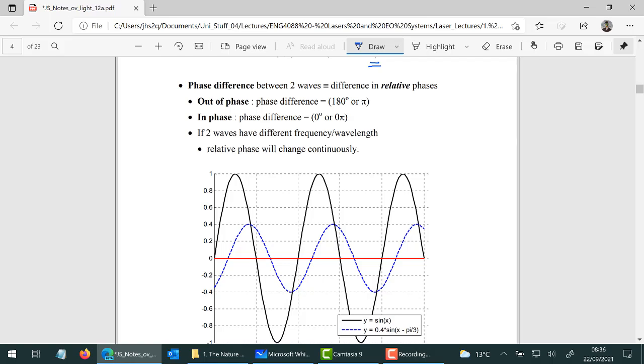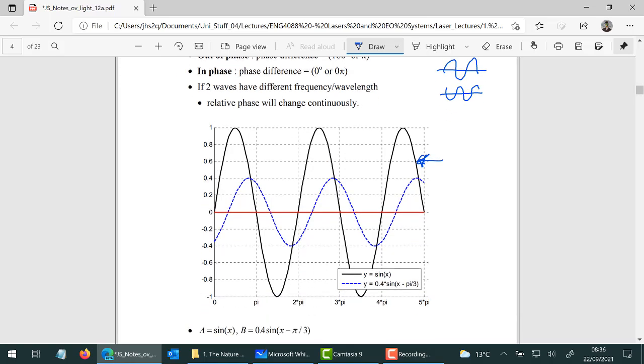So the two extremes are when they're out of phase, when one wave is at a peak, the other wave is at a trough, and they're 180 degrees out of phase, or pi radians out of phase, or they can be in phase where the peaks match up. And in this example here, what we've got is a small difference in the relative phase between the two waves, and you can see that that phase shift is given by pi over 3.